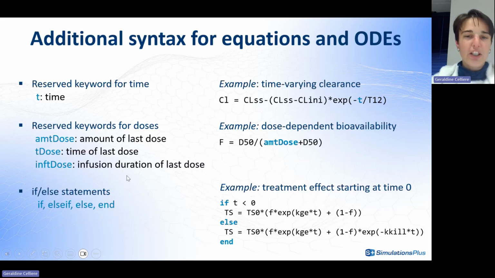Just to give you some additional options, there are a couple of additional keywords that can be quite convenient. So T is our keyword for time, in case you want to define, for example, a time varying clearance. And then we have some keywords to recover dose information. So AMT dose is the amount of the last dose. And that can be convenient if you want to define the dose-dependent bioavailability, for instance. And it's also possible to use if-else statements. So it really gives you quite some flexibility to implement even pretty big QSP models.